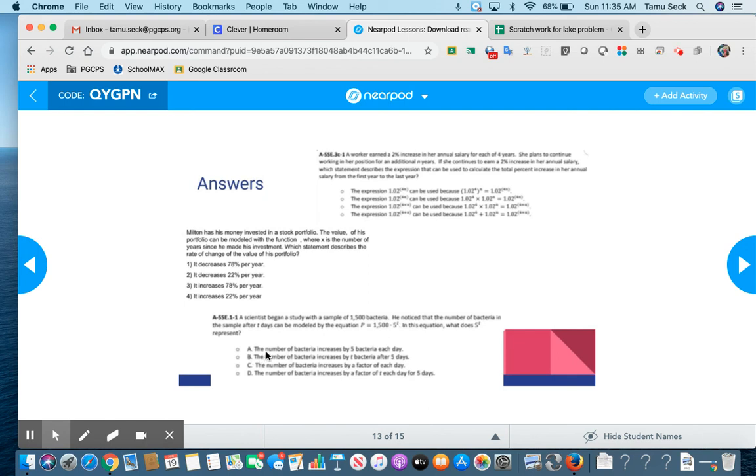So let's look at our options. A, the number of bacteria increased by 5 bacteria per day. That's false because that is linear. So we can cross this out. B, the number of bacteria increased by T bacteria after 5 days. This is not talking about 5 days, so we can cross B out. C, the number of bacteria increased by a factor of 5 each day. That sounds okay. And then D, the number of bacteria increased by a factor of T each day for 5 days. No, it's not increasing by 5 days. So the answer is C, the number of bacteria increased by a factor of 5 each day.